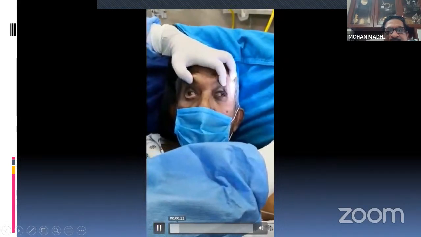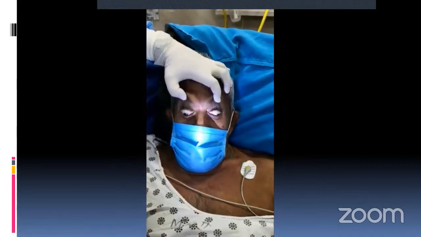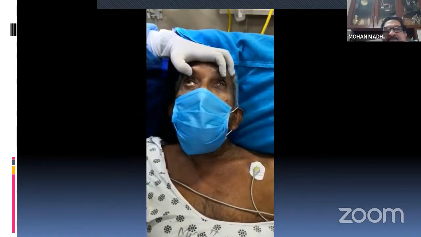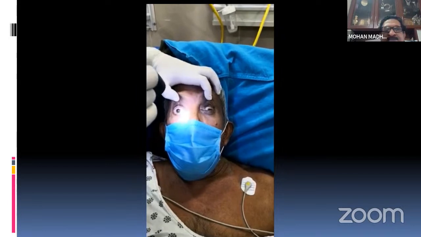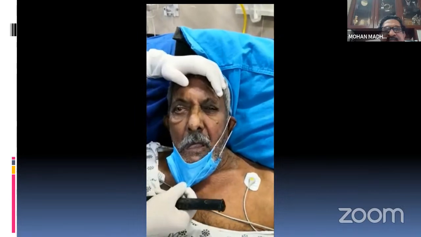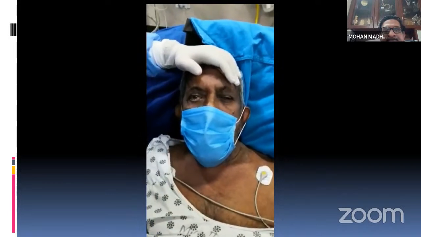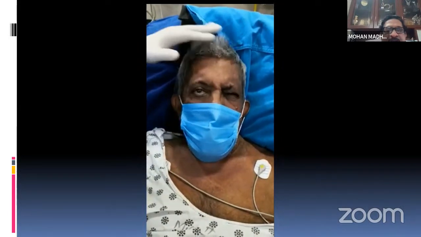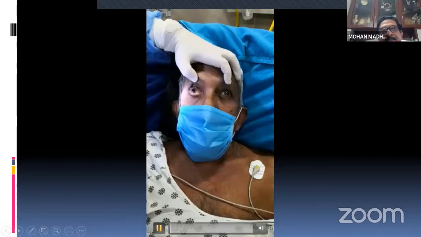The initial part you missed, probably my mistake. The first part I was showing was, in fact, cut off unintentionally. When asked to look to the right side, both eyes were not moving to the right side. Looking up and down normally. Convergence, he has to do it, it's not converging. I'll show it once again.